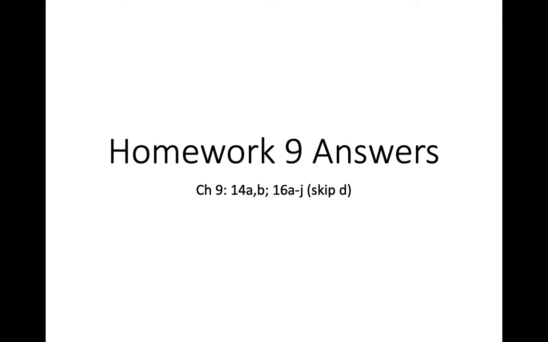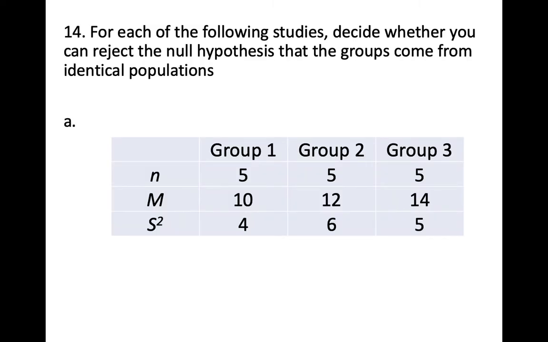This is a review of homework 9. So number 14 said, for each of the following studies, decide whether you can reject the null hypothesis that the groups come from identical populations. This is part A. There's also a part B.